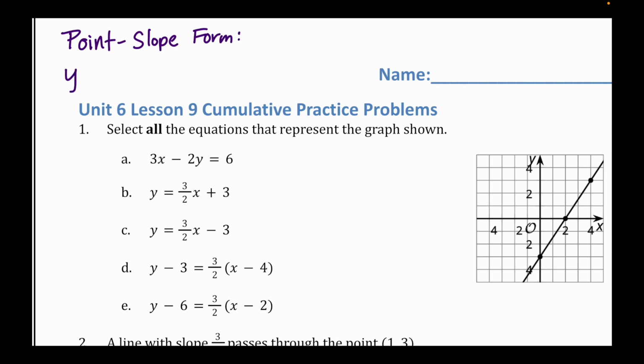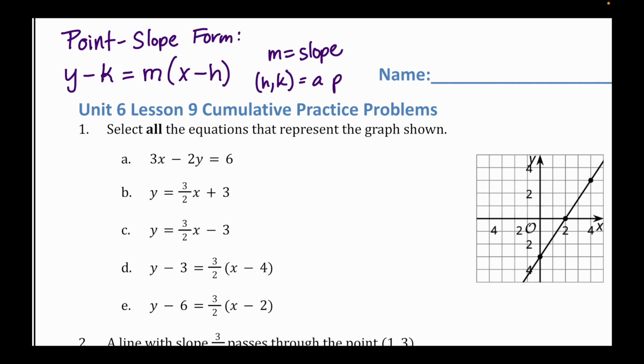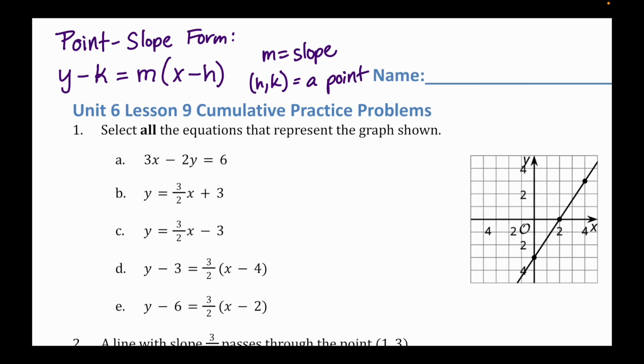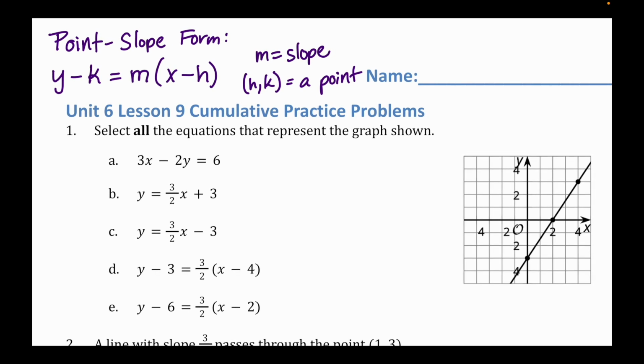And that is going to be y minus k equal to m times x minus h. This is where m is the slope and h comma k is just a point that it passes through. It does not have to be an intercept or anything like that. That's why this is useful, because we don't need an intercept like we would need with slope-intercept form. So we want to select all equations that represent this graph.